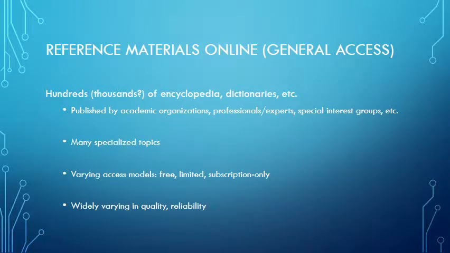Now, in terms of what's available online in just general access, things you could find on Google, for example, there are hundreds, perhaps thousands of different encyclopedia, dictionaries, almanacs, fact books, guidebooks, handbooks, all sorts of things online. They're published by all sorts of different groups, some by academic organizations like schools or groups of academics, or by publishers, some by professionals or experts in the field, some by special interest groups, some just as passion projects by people who are heavily invested or interested in a certain topic.